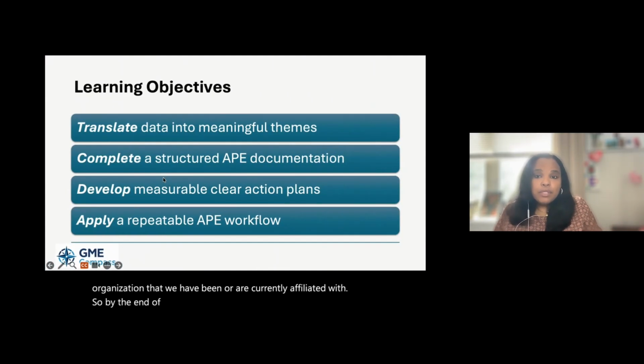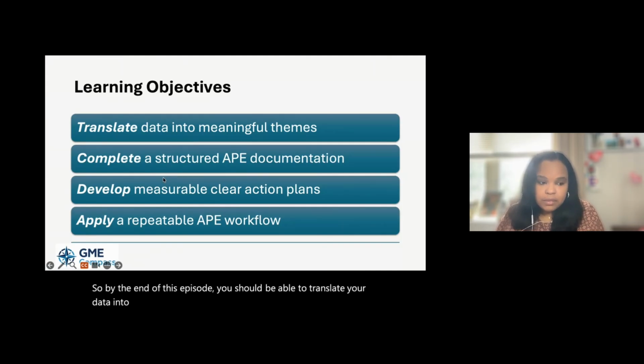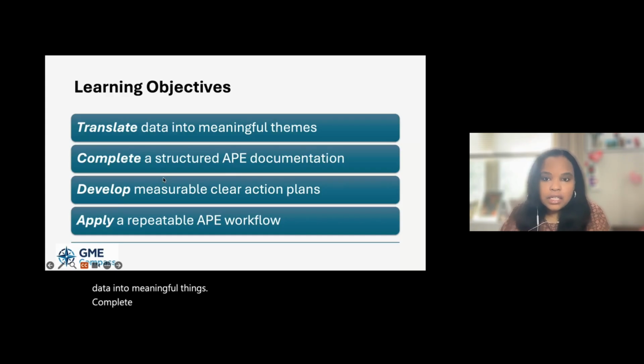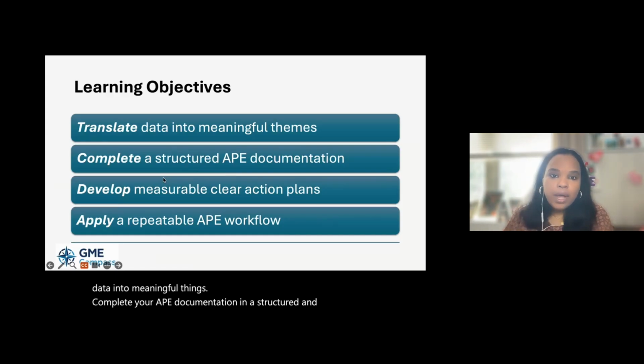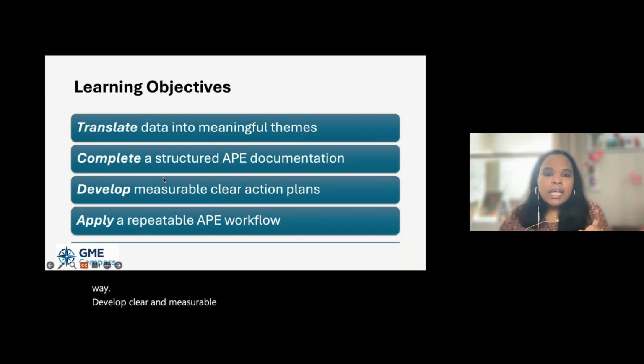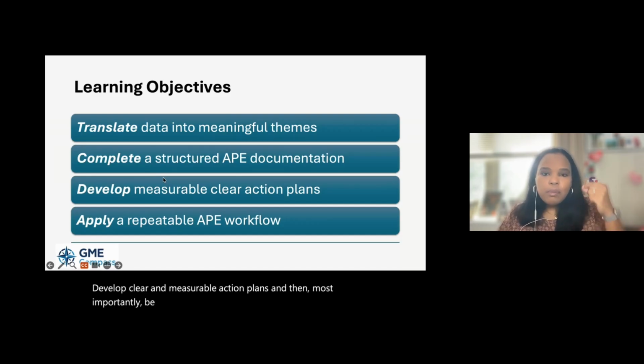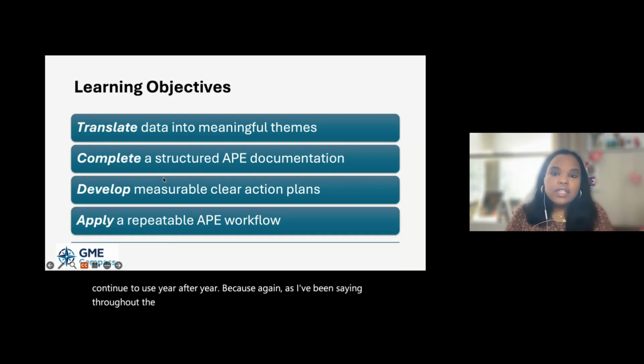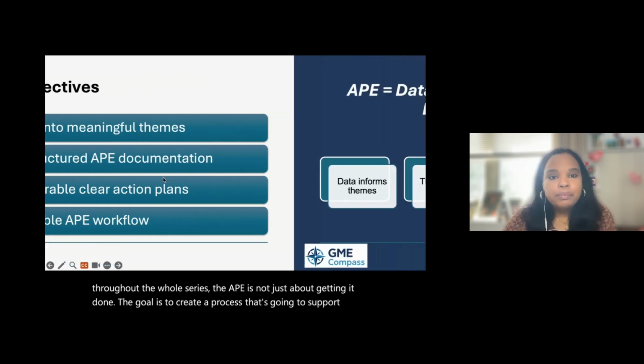So, by the end of this episode, you should be able to translate your data into meaningful themes, complete your APE documentation in a structured and organized way, develop clear and measurable action plans, and then most importantly, be able to apply a repeatable workflow that you can continue to use year after year. Because again, as I've been saying throughout the whole series, the APE is not just about getting it done. The goal is to create a process that's going to support continuous improvement.